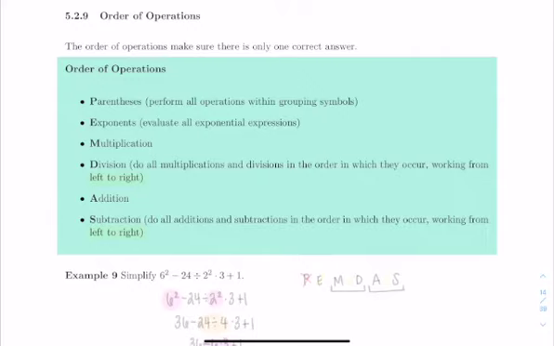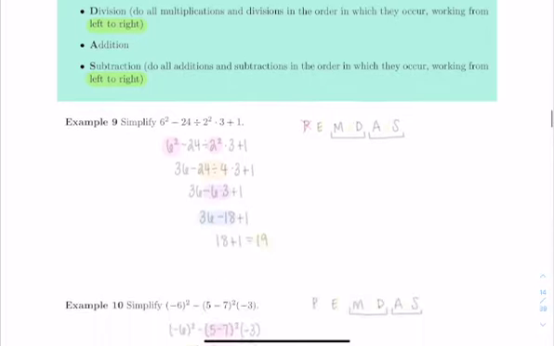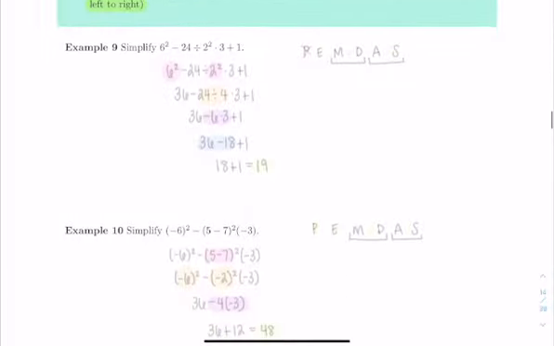We do multiplication and division on the same step, and you do them from left to right. The same thing goes for addition and subtraction. They're on the same step, but they are done from left to right. So let's go ahead and simplify. We've got 6 squared minus 24 divided by 2 squared times 3 plus 1.